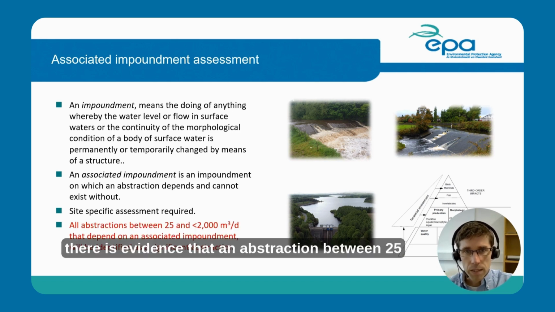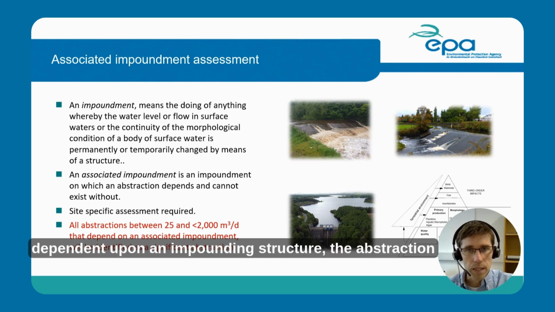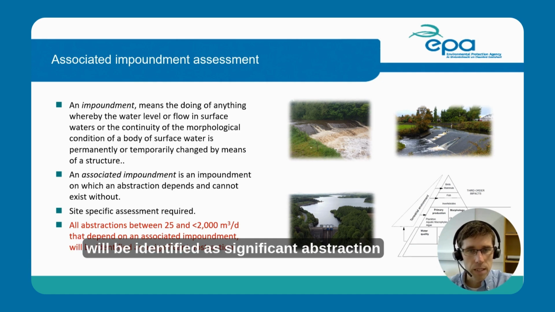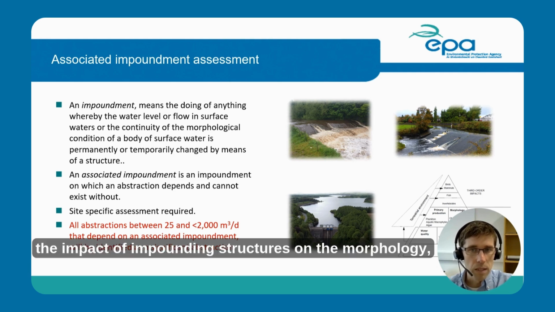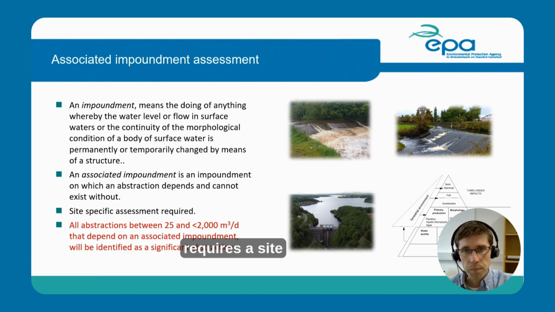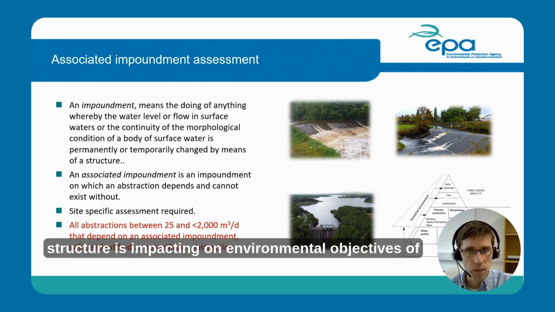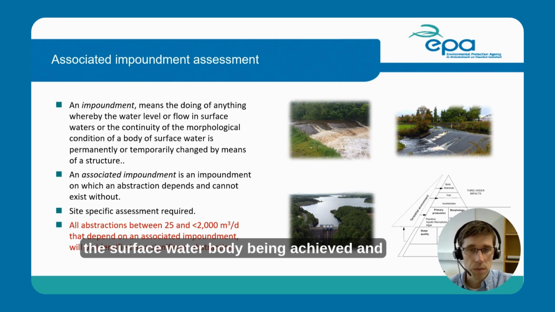Where there is evidence that an abstraction between 25 and less than 2000 m³ per day is dependent upon an impounding structure, the abstraction will be identified as a significant abstraction in all cases. This is because the impact of impounding structures on the morphology, hydrology, or continuity of surface waters requires a site-specific assessment to determine if the impounding structure is impacting on the environmental objectives of the surface water body being achieved.